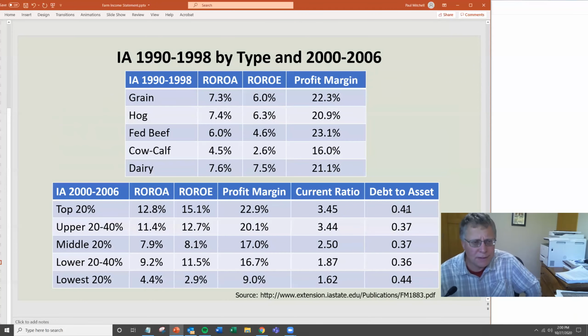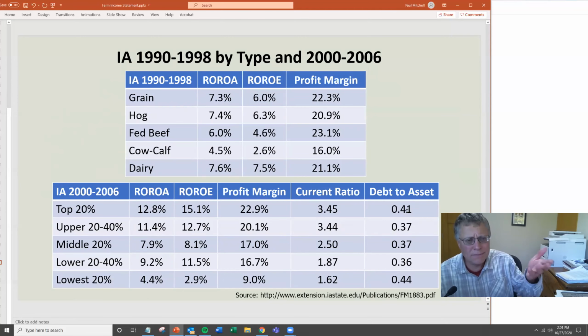Switching over to different states and different crops or commodities. Here's Iowa. This is for the 90s, 1990 to 1998. And then there's another set for 2000 to 2006. But it's looking at different types of farms. You can see the grain, hog, beef, fed beef, so this would be people buying feeder cattle and feeding them out, and then the cow-calf operation and dairy.